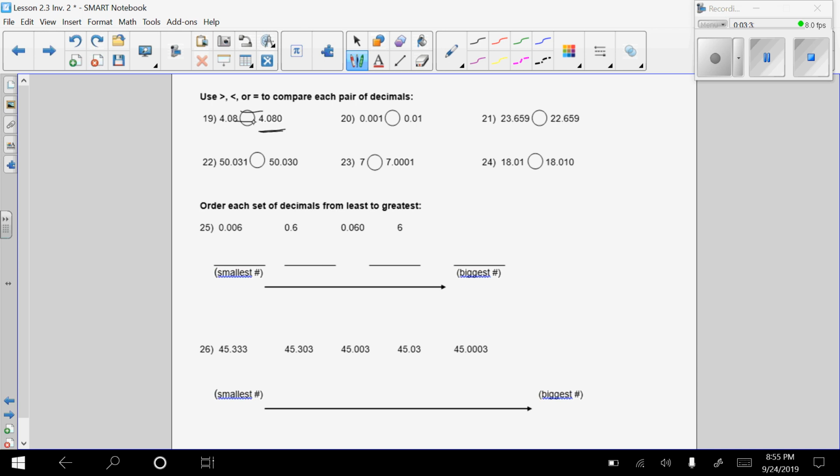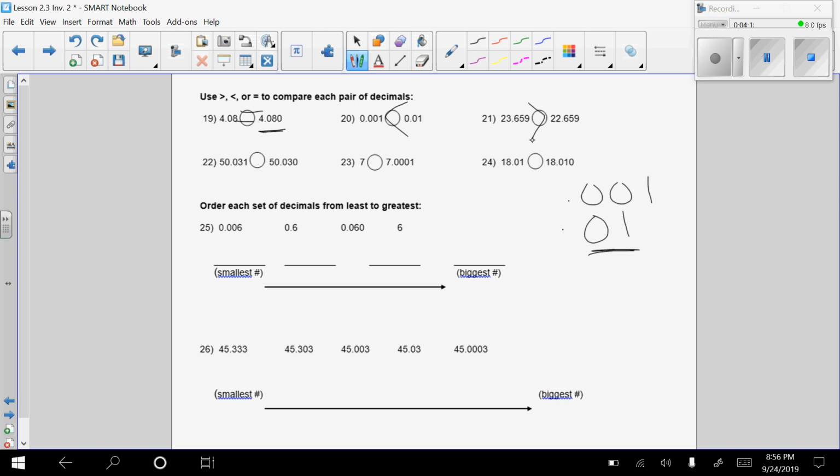The next one is 1,000ths, and the next one would be 100ths. If I line them up, I'll write it over here to the side for you, 0.001 and 0.01. Our rules tell us that 100ths, 0.01, is larger. The next one has whole numbers. Whenever there's whole numbers, the larger whole number will always be the larger number. So I have 23 and 659,000ths, or 22 and 659,000ths. Here we know 23 is larger.